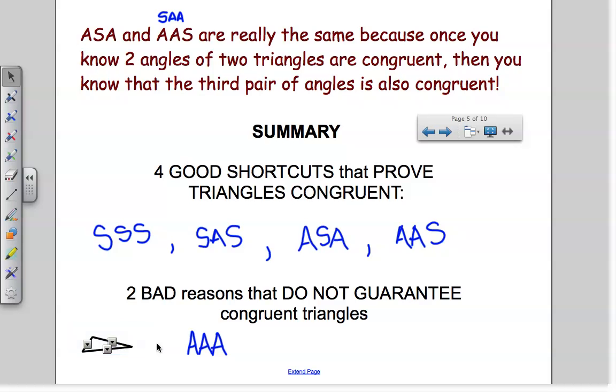and copy and paste it. Guess what? All the angles are congruent even if I stretch this. Look at that. All three angles are the same. But are the triangles the same? No. Okay, so angle, angle, angle does not always work.